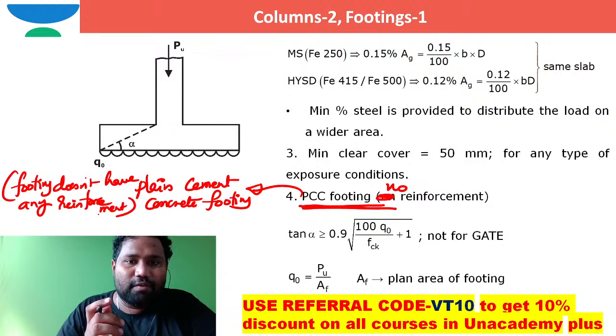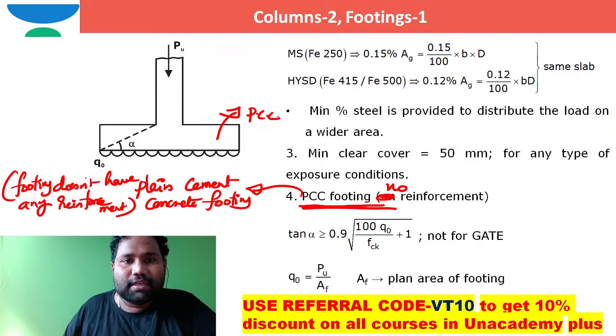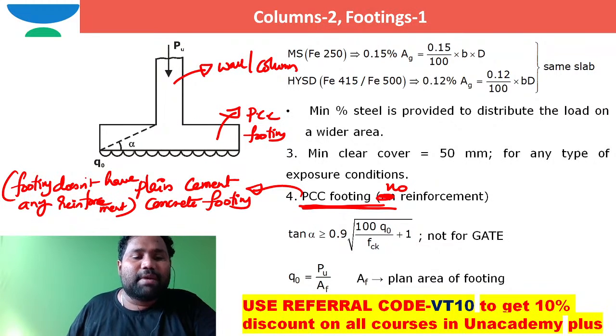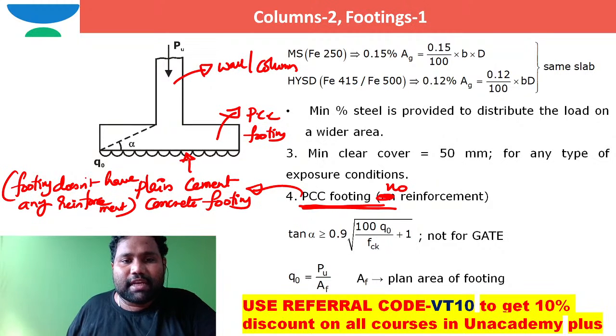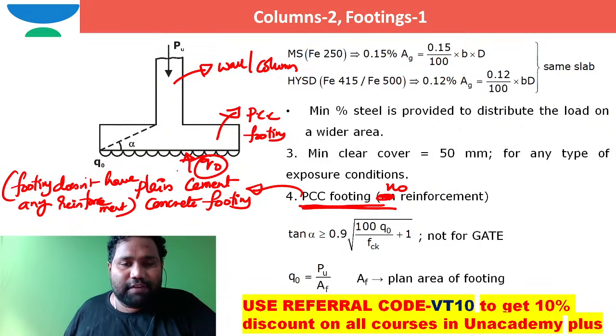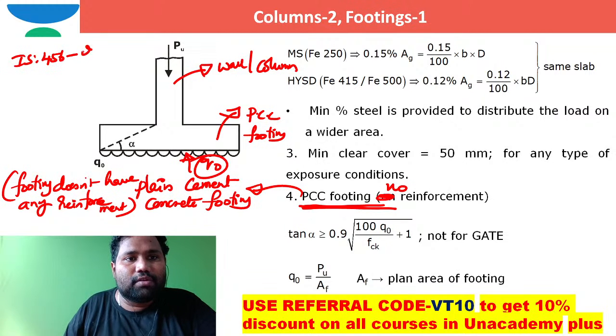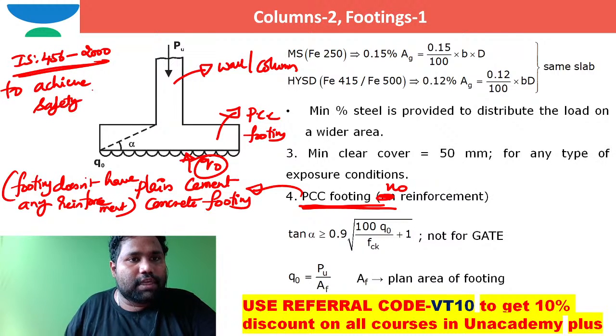So in case of plain cement concrete footing, this is the column or this is the wall or column. Beneath this wall or column, this plain cement concrete footing is supporting this wall, right? If the stress that is developed between the soil and the PCC footing is not right, as per IS 456:2000, to achieve safety in plain cement concrete, if I draw a line from this end to this edge, the tangent of this angle, which we call tan alpha.